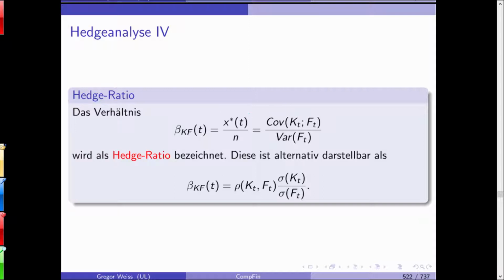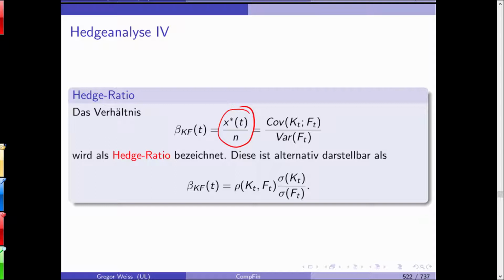This relation here, this ratio, the optimal minimum variance number of futures needed to hedge an underlying position, divided by the number of underlyings you are looking at, this is the hedge ratio.